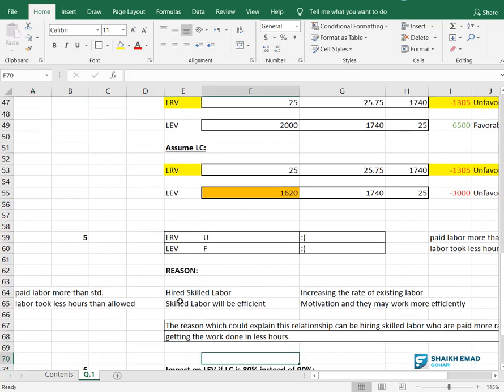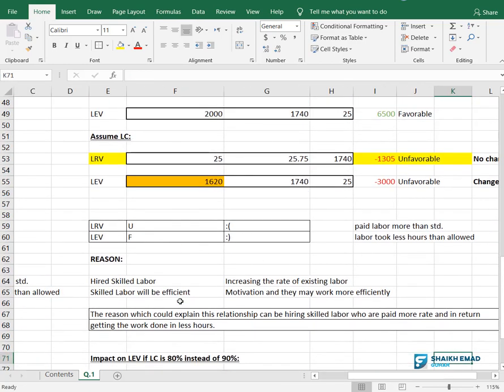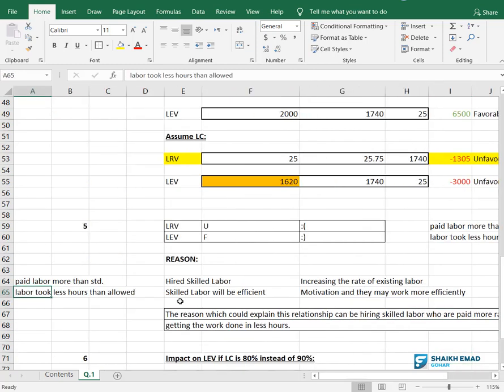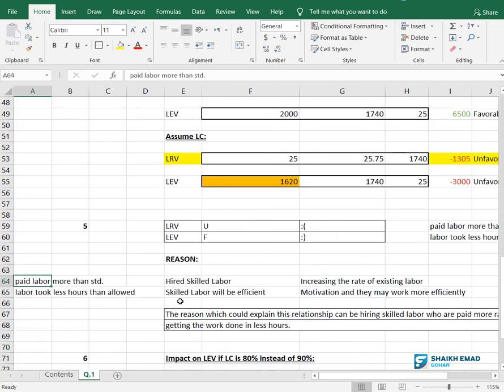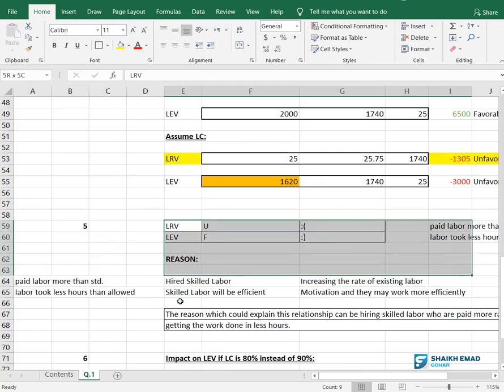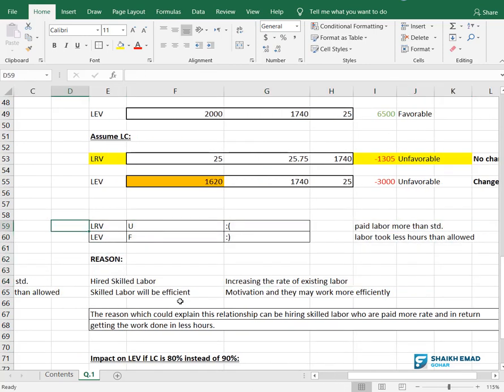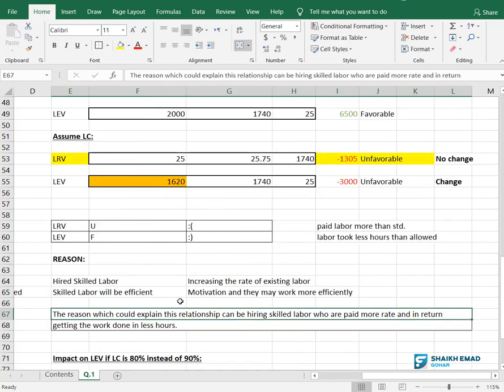Okay. Now see, I wrote here for you. Don't write like this in exam. This is for you to understand the points. So I wrote below how to write in exam. You will write like this. The reason which could explain this relationship can be hiring skilled labor who are paid more rate and in return getting the work done in less hours. This is the way to write in exam properly. Don't write like this, this is only for your information. And again, no need to write all this. This is only to explain to you. You only need to make one sentence for question number 5, which is this box below here.